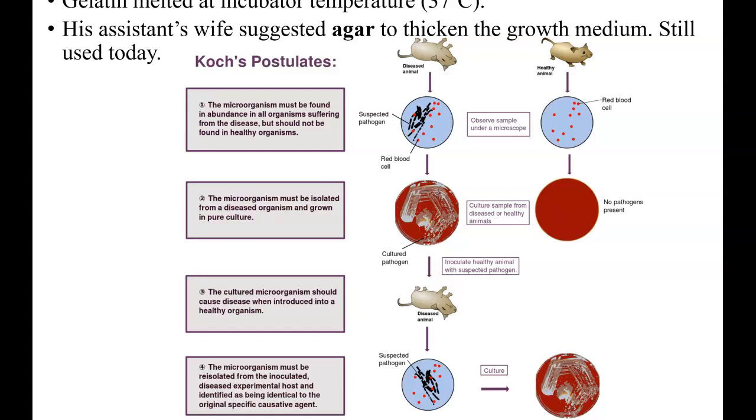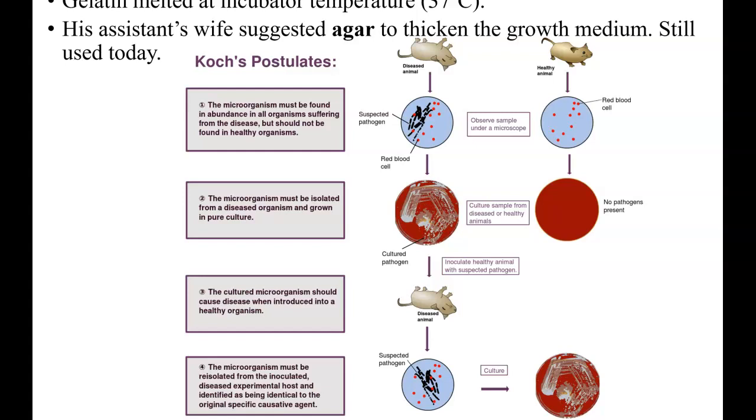So first off, he said that this microorganism must be found in all organisms suffering from the disease. So what he did was that he was able to remove that organism from individuals that were afflicted with that disease. The second part of his postulate said microorganisms must be isolated and grown in pure culture. So once they were removed from the organism, then they had to be grown in pure culture.